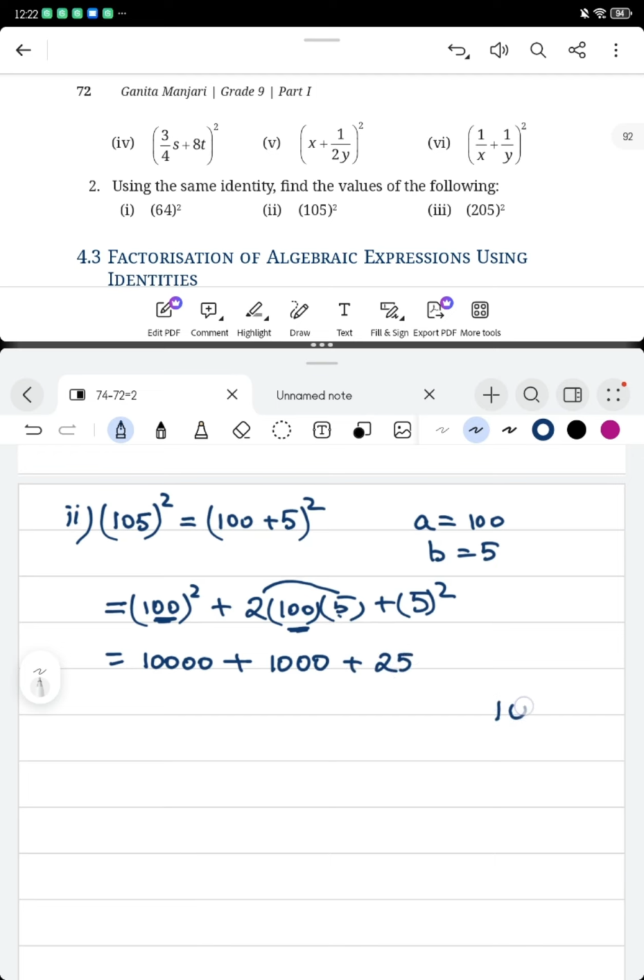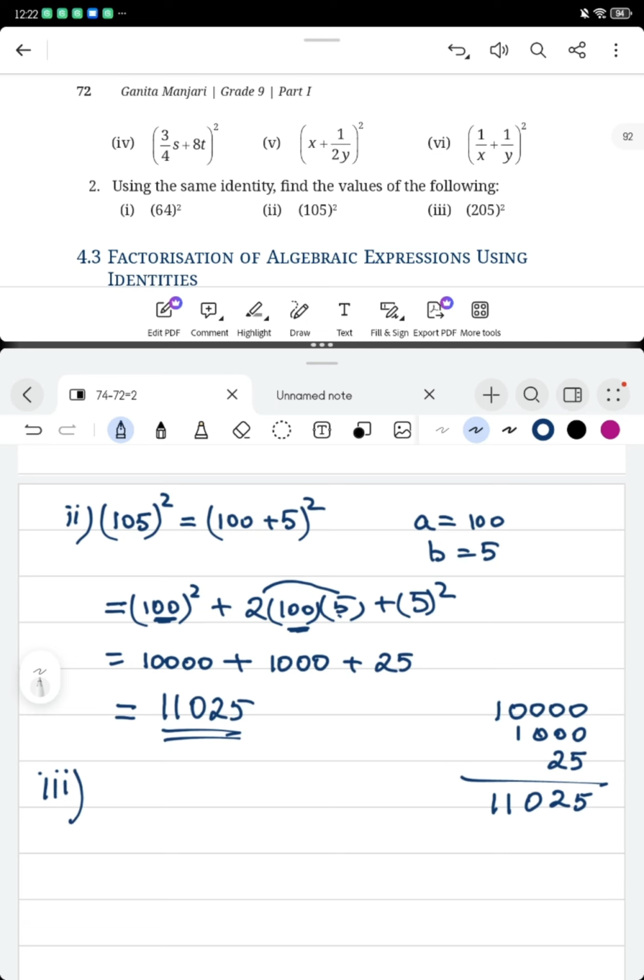Be very careful in adding. 1 followed by 4 zeros, then 1 followed by 3 zeros, and then a 25. So this becomes 11,025. This is our answer.